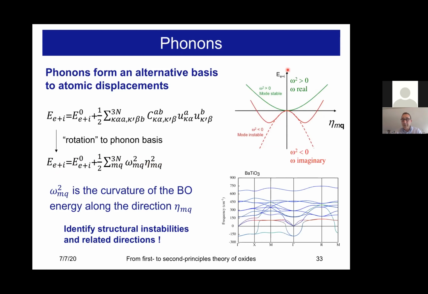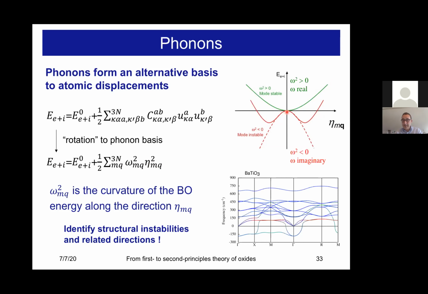So if I plot the Born-Oppenheimer energy and I move the atoms following the eigenvector of a given phonon mode, the curvature I will get for the energy here will correspond to the square of the frequency of the mode associated to that eigenvector. So this is very interesting because you see that if you have an energy surface where the curvature is positive, then omega square will be positive and you will get a real phonon frequency.